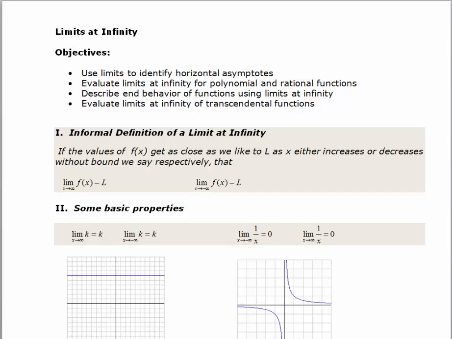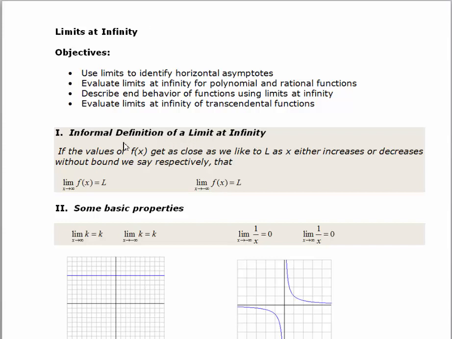In the last lesson we looked at infinite limits, and we also looked at the difference between an infinite limit and a limit at infinity. And so in this lesson we're going to look at limits at infinity, and this is when your independent variable grows without bound and your dependent variable approaches some finite value.